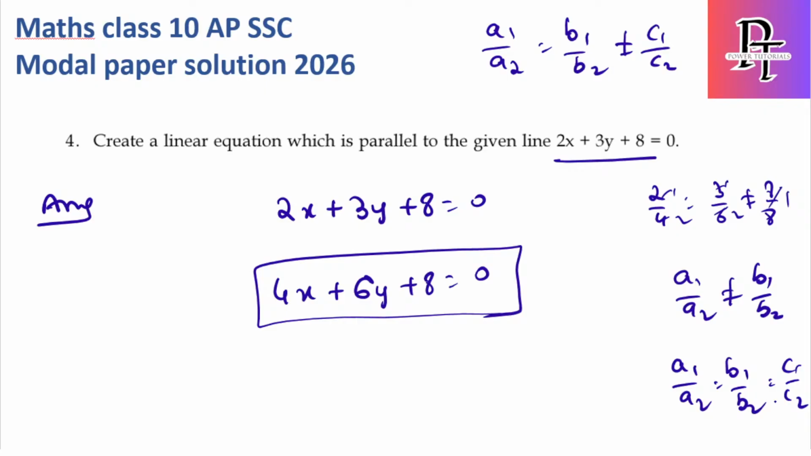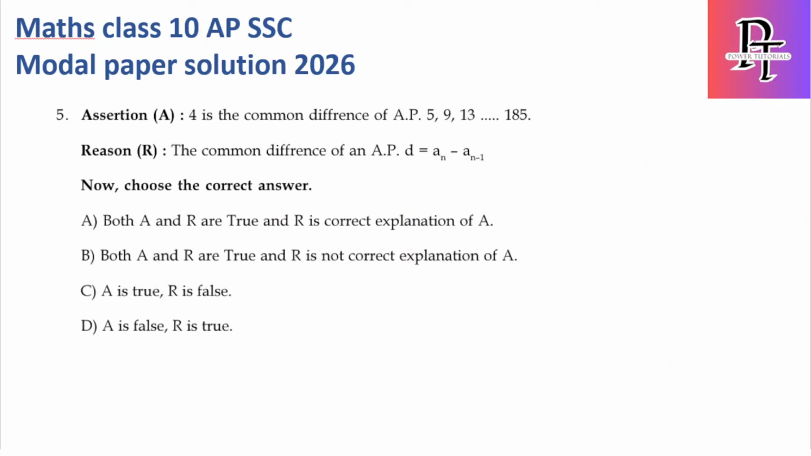Okay. One question will be coming for sure in your main exam. They can ask you for parallel, they can ask you for coincident, this is for coincident, and they can ask you for intersecting. Any one will be coming for sure, and this will be a one mark question. Okay. Let's move to the next one.